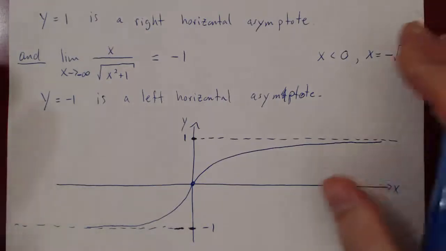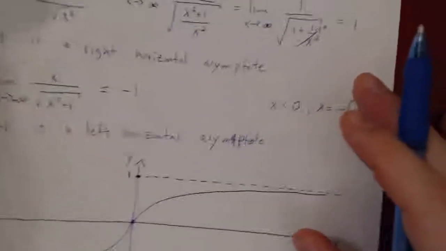Let's look at just two more examples. And this will conclude our discussion of asymptotes, whether they be vertical or horizontal.